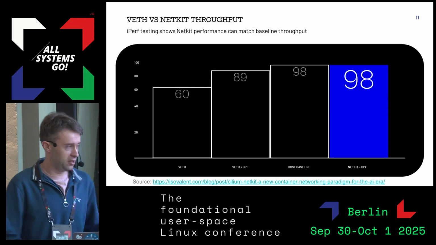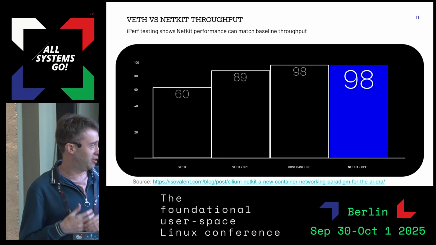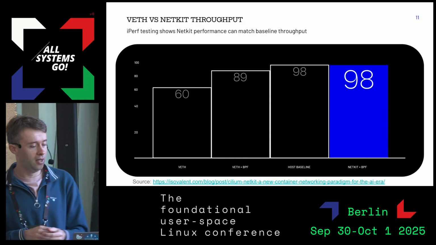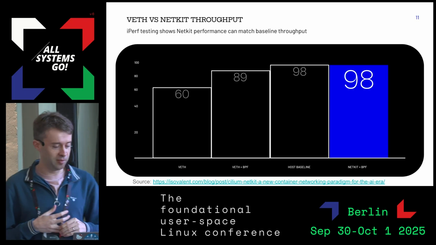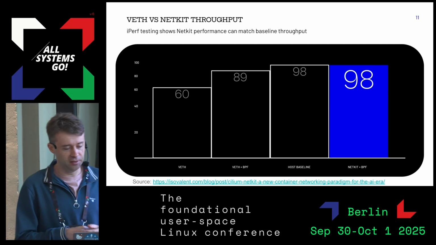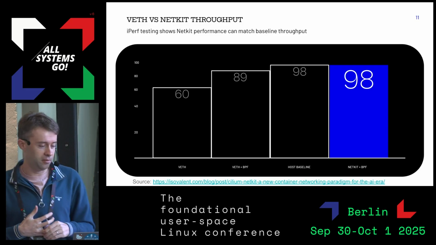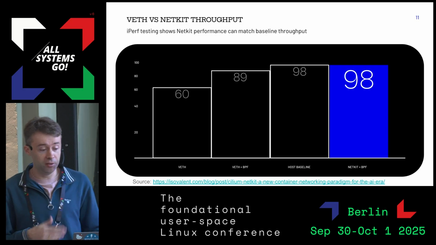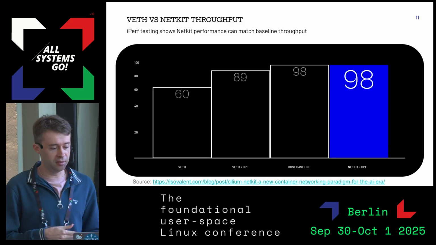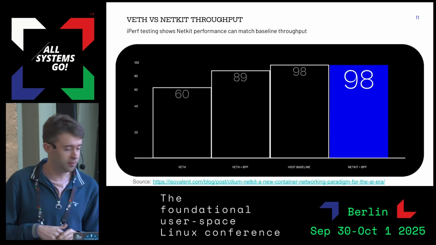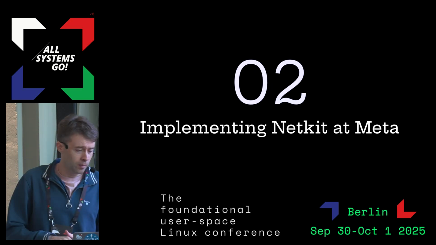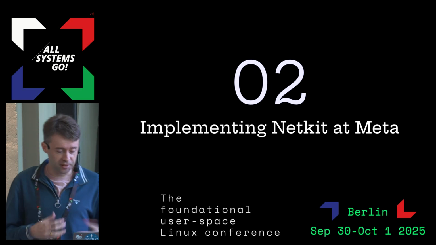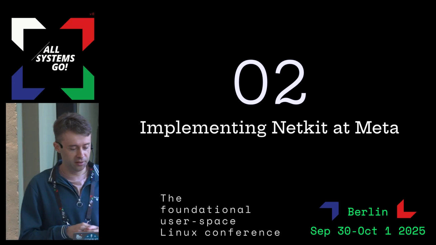And we see here, using Netkit and BPF programs, we can get the full performance. So we get equal to the host performance. So that's the headline here: once we enable Netkit, we can use network namespaces. We get that isolation between the tasks, but without any performance implications. So that's a summary of why we wanted to use Netkit and how it works.